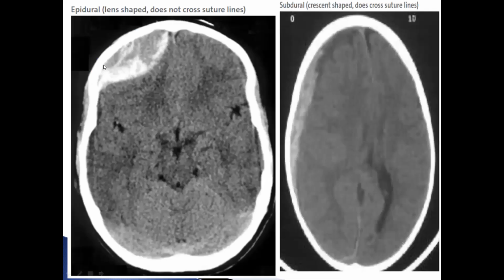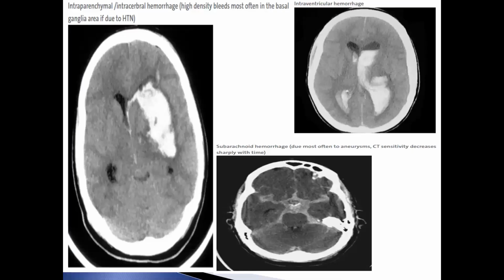So let's look at this. This is epidural. Remember we said that blood is going to appear as bright white, okay? So this is epidural, lens shaped, it does not cross suture lines. Then this is subdural. This is crescent shaped and it does cross suture lines. So you're able to see this? Yes. So this is acute blood. Then we go to intraparenchymal or intracerebral hemorrhage. Remember we said that's basically bleeding into the brain tissue.